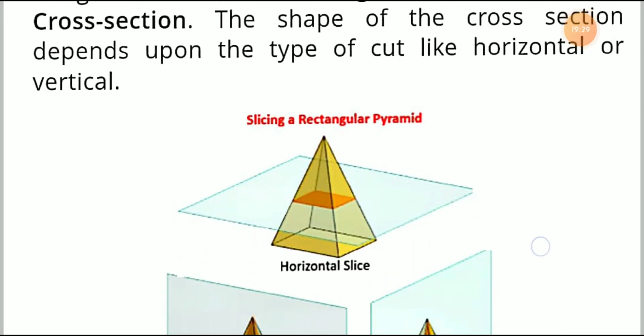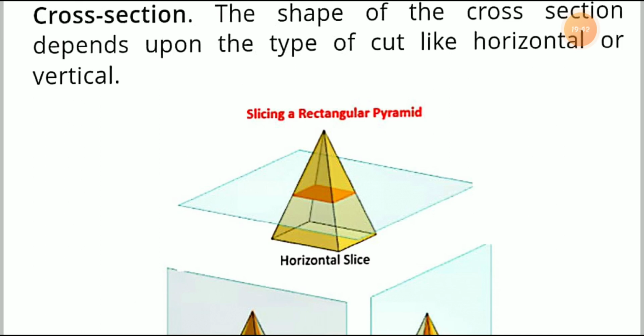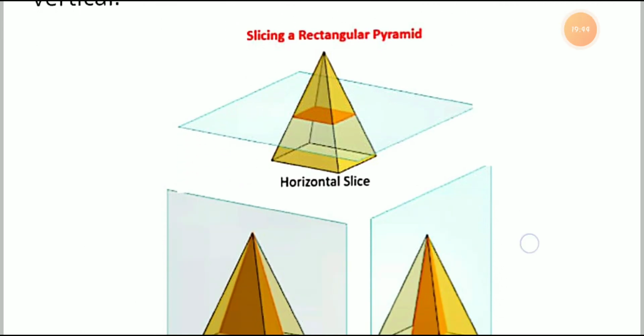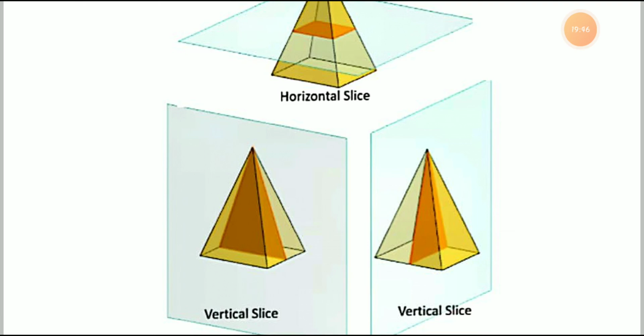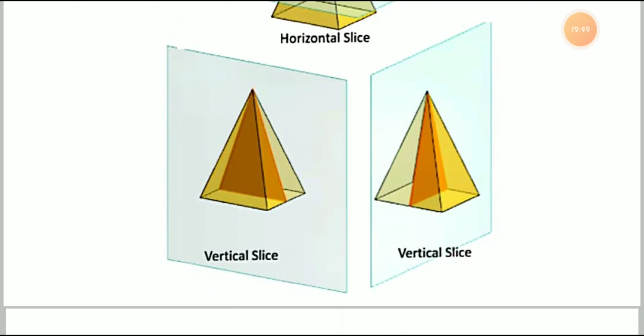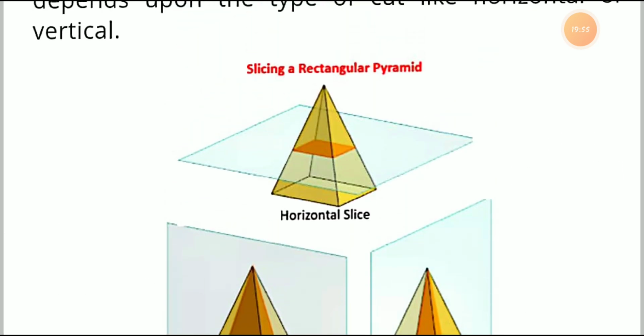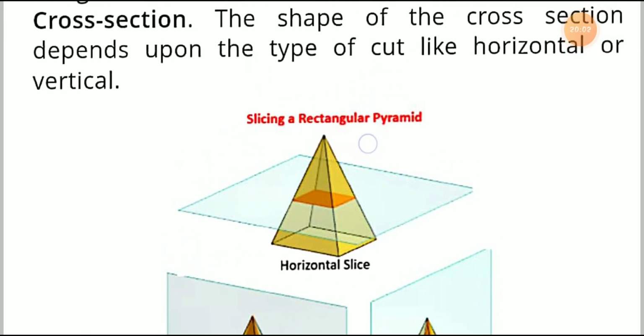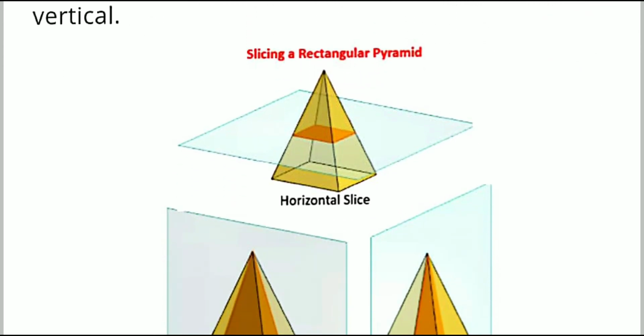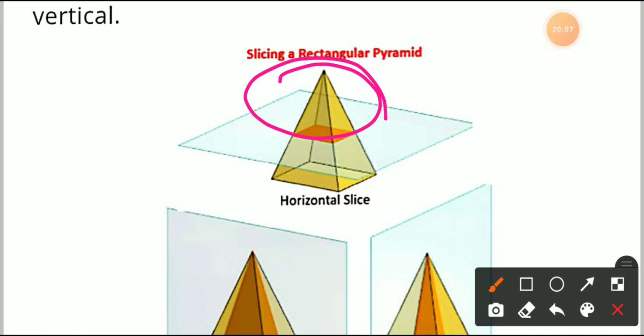Here we can see that if you slice a rectangular pyramid, what figure will you get? You will get a triangle with a vertical slice. This is a horizontal slice. If you cut horizontally, this portion will be another pyramid, and here the surface will become flat.